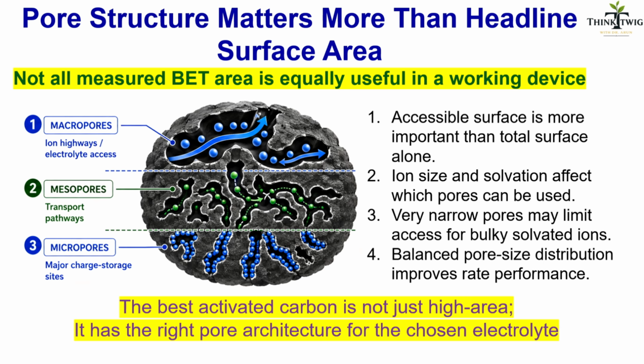This is an important result. The best activated carbon is not simply the carbon with the largest BET number. The better carbon is the one whose pore structure matches the electrolyte being used. So surface area has to be investigated together with the pore size, solvation, and ion excess. This is already more realistic than comparing only BET values, but industry has to consider still more factors.